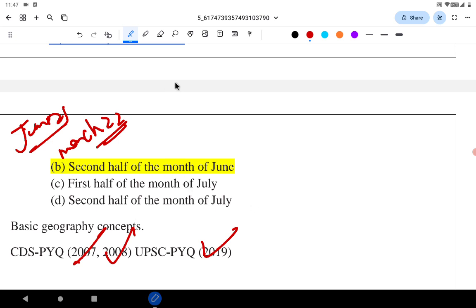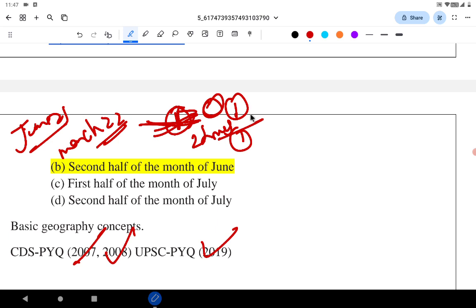I'll explain this. The longest day in a hemisphere occurs when the Earth is tilted towards the Sun. So it is different in the northern hemisphere and the southern hemisphere. The longest day occurs twice on Earth, once in the northern hemisphere and once in the southern hemisphere. In the northern hemisphere, it is the second half of June, that is June 21st. These are basic concepts. You should know this. UPSC has asked this question many times. Please don't neglect them.